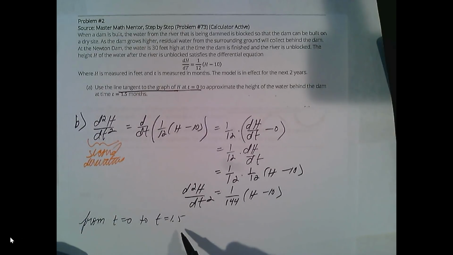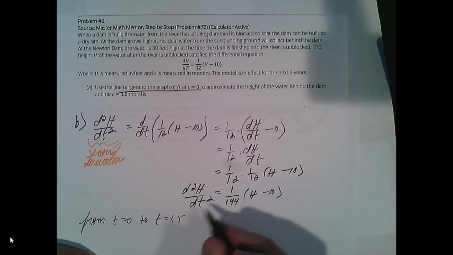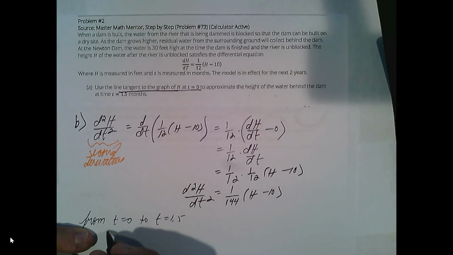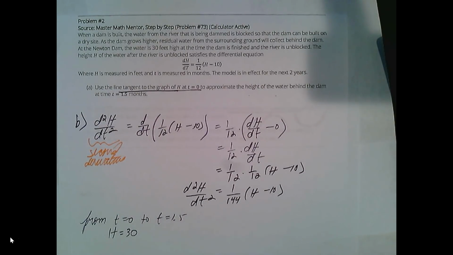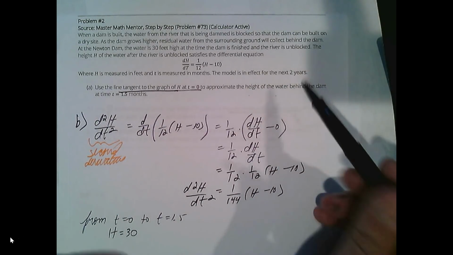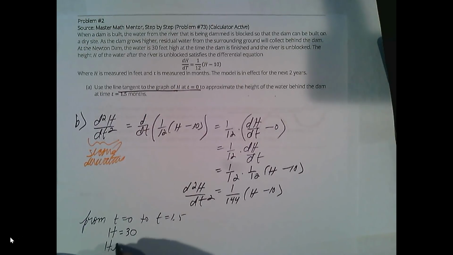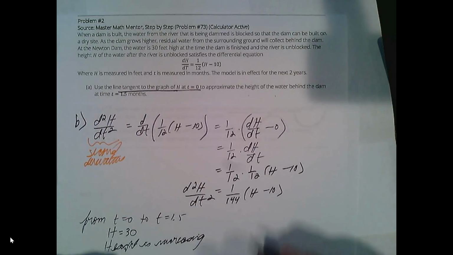Well, how can I possibly determine the concavity? What I need to know is the sign of the second derivative. What I know is that at time t equals 0, the height is 30. And if you read the question carefully, you get out of it that the height is increasing. What that means is that from time t equals 0 all the way to time t equals 1.5, that height just grows and grows and grows. The height's always going to be greater than 30.